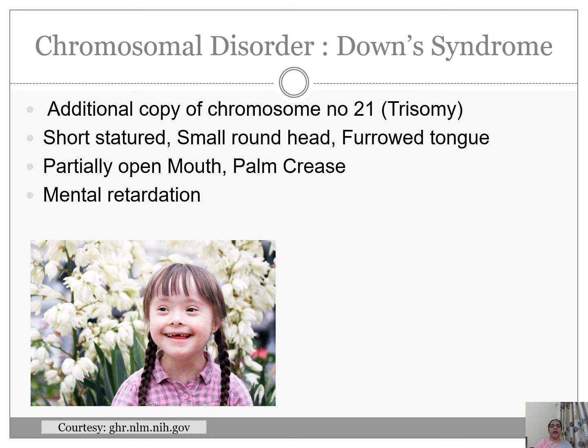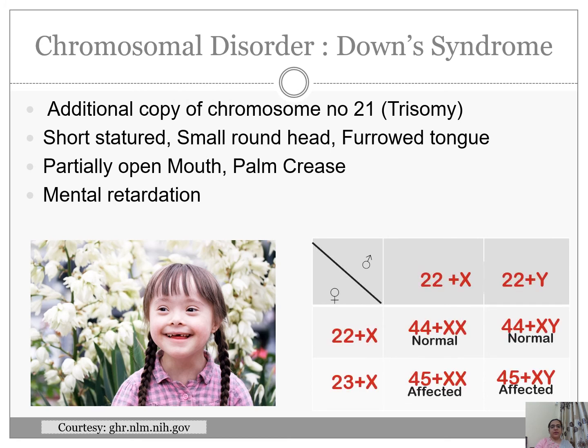Now study the inheritance of this trait. Here you can see that every gamete is normal, like this, and like this. But one of the female gametes has 23 autosomes in spite of 22 autosomes. And if it is chromosome number 21, then it will lead to Down syndrome.